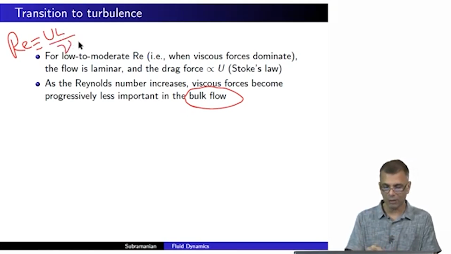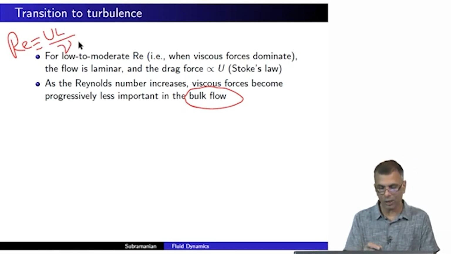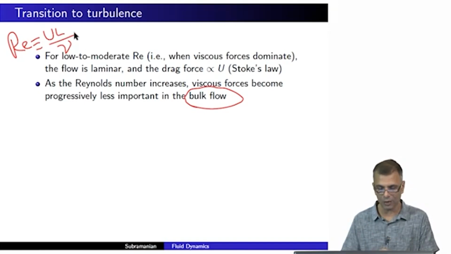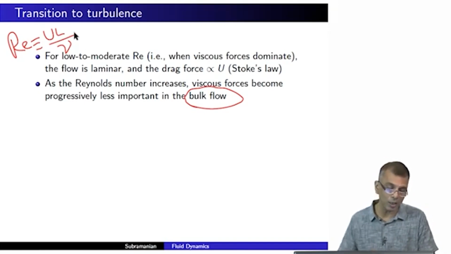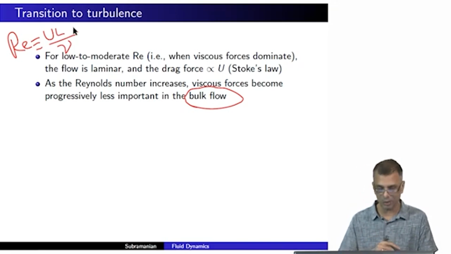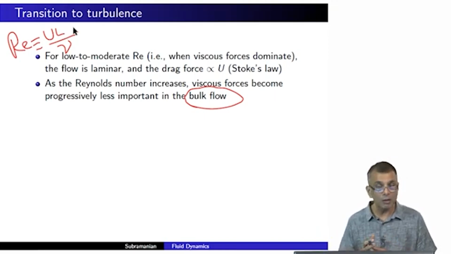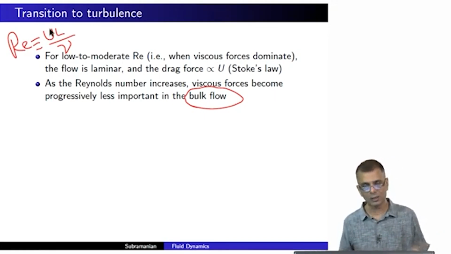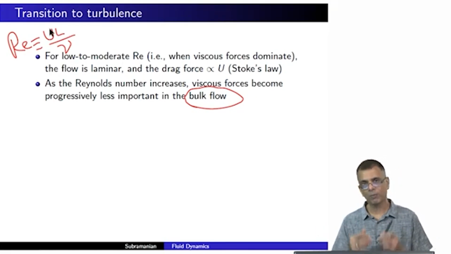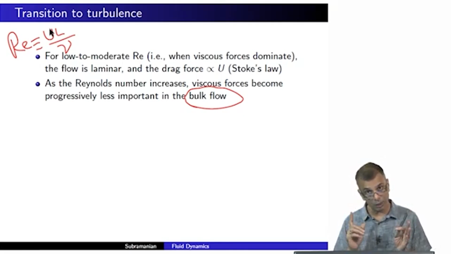As this increases, this means when the Reynolds number becomes larger, the importance of the denominator becomes progressively lesser, right? How will it become larger? Well, in many ways, maybe you're increasing the system size, the scale length, but that's not typically how it happens in everyday situations. If you increase the velocity, the Reynolds number increases, right? And so viscous effects become progressively less important in the bulk flow.